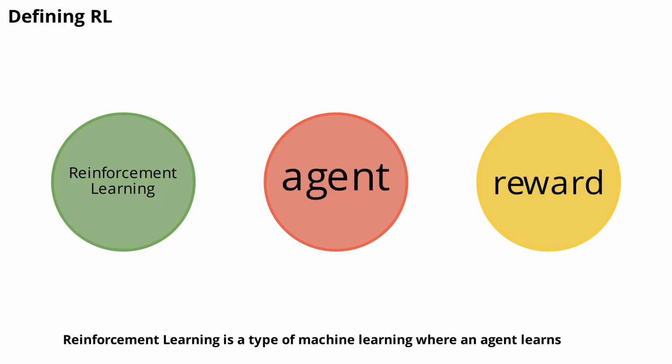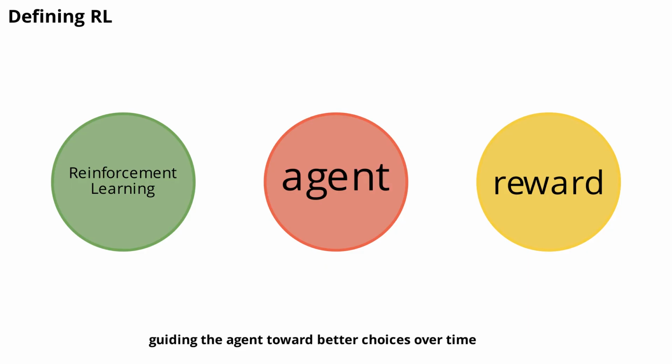Reinforcement learning is a type of machine learning where an agent learns to make decisions by performing actions and receiving feedback from its environment. The feedback comes in the form of rewards or penalties, guiding the agent toward better choices over time. Unlike supervised learning, where the correct answers are provided, RL relies on the agent discovering the best actions through exploration. This makes RL particularly suited for situations where the optimal solution isn't known in advance. The agent's goal is to maximize its total reward, learning strategies that lead to long-term success.